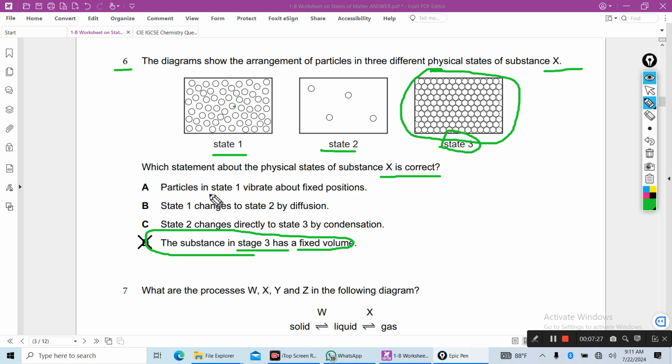Why are the others wrong? Particles in state 1 vibrate about fixed positions. No, this is liquid, there is a lot of space and they can move, this is wrong. And state 1 changes to solid by diffusion? Liquid goes to gas, not by diffusion, this is evaporation, this is wrong. So D is the right answer.